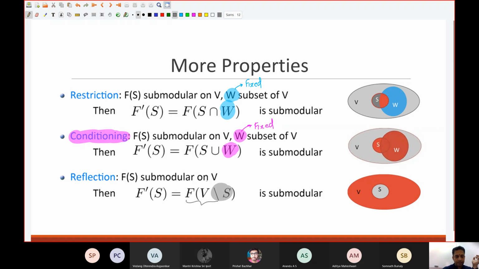That's what you do. F prime is the submodular function F applied to the complement of S. Okay, so please note in all these cases, F is submodular already. It's declared upfront submodular. That's why we're able to do all of this.